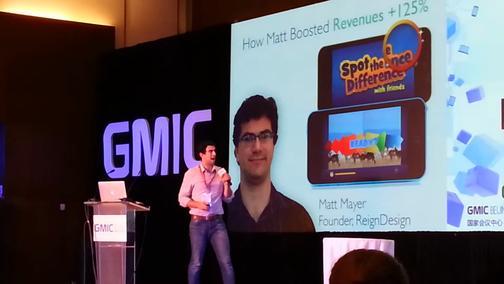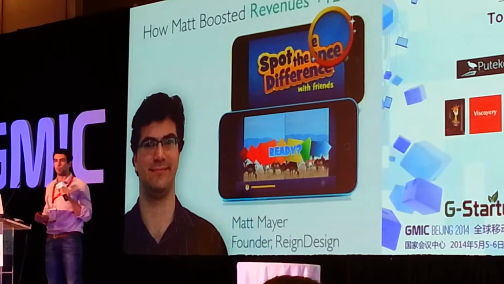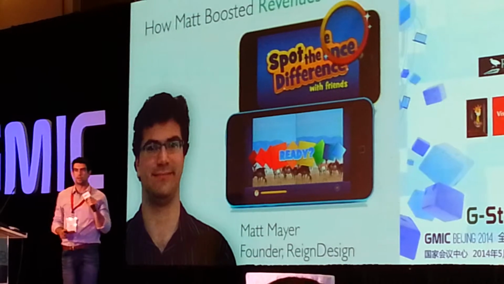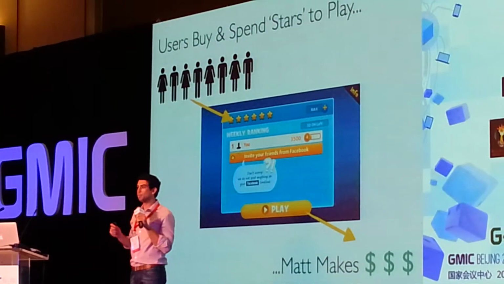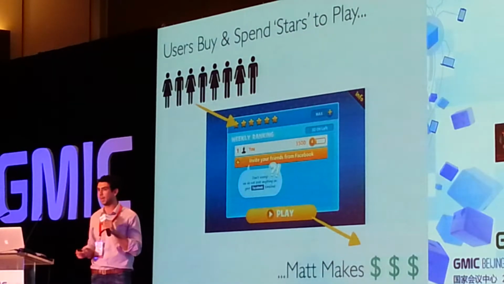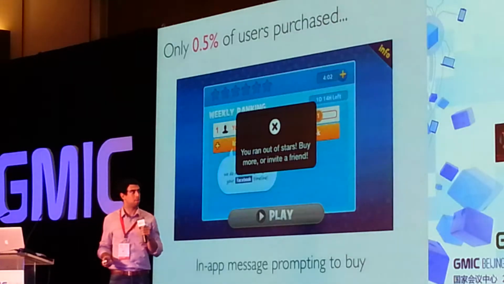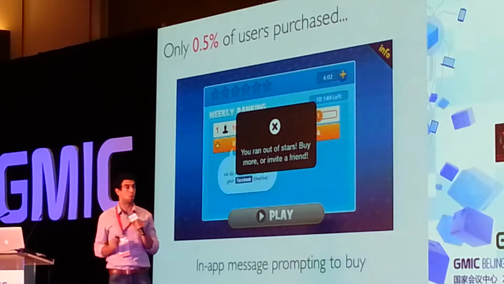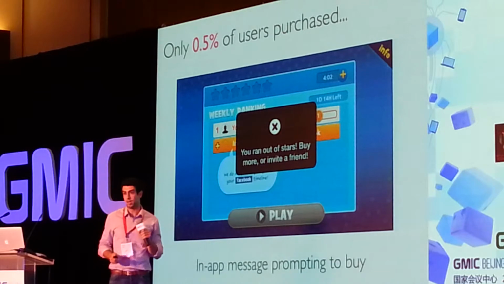I want to introduce you to Matt. Matt boosted revenues by 125% in his mobile game by testing different versions and picking the best version. Matt's Spot the Difference game is fairly simple. Users buy and spend a virtual currency called stars in order to play the game. When users buy stars, Matt makes money. The problem is, only a small fraction of Matt's users actually buy something, 0.5%, when he prompts them to buy something with his in-app message.